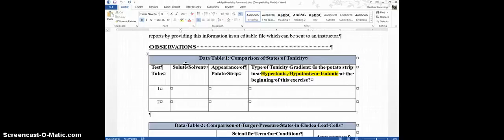Okay, so the key is over here. So in this one you're going to have your 2 test tubes. You're going to say what your solute is, like water, your solution, and what it looks like. So which one's crisp, which one's limp. Then in here you're going to say if it's hyper or hypotonic, right?